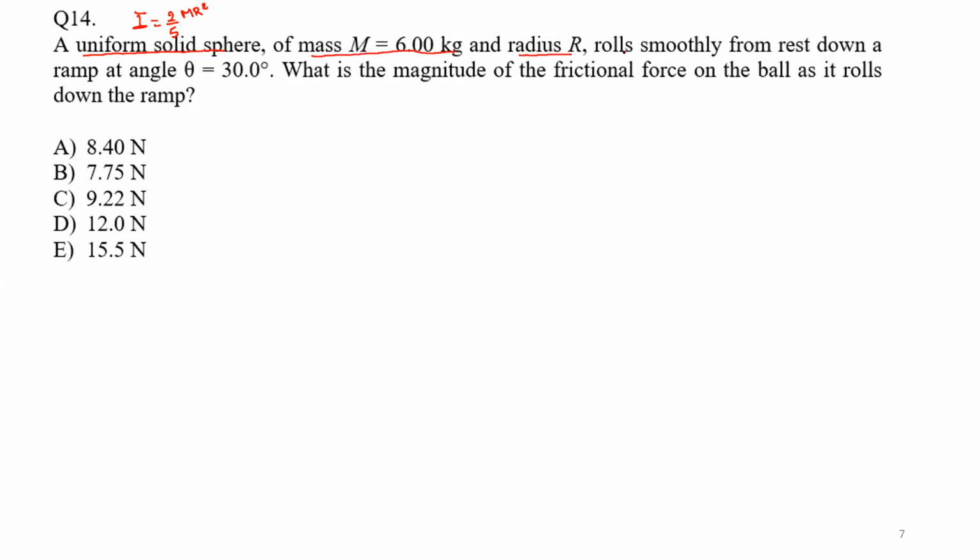It rolls smoothly from rest down a ramp. And I give you the angle of the ramp, 30 degrees. The question is, what is the magnitude of the frictional force on the ball as it rolls down the ramp? Of course, this frictional force is a static frictional force. And I already said that in class.